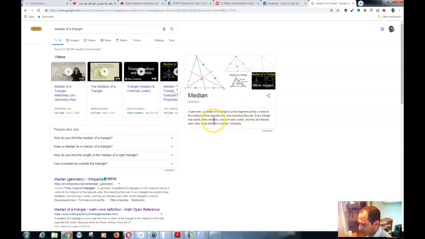Every triangle has exactly 3 medians, one from each vertex, and they all intersect each other at the triangle centroid. So that's basically what the median is. You draw a line segment from, for example, this vertex to the midpoint of the opposite side, and if you do so for all 3 sides, all 3 medians will meet at a point, whether inside the triangle or outside the triangle, but there will be such a point for each and every triangle, and this point over here is called the centroid of the triangle.